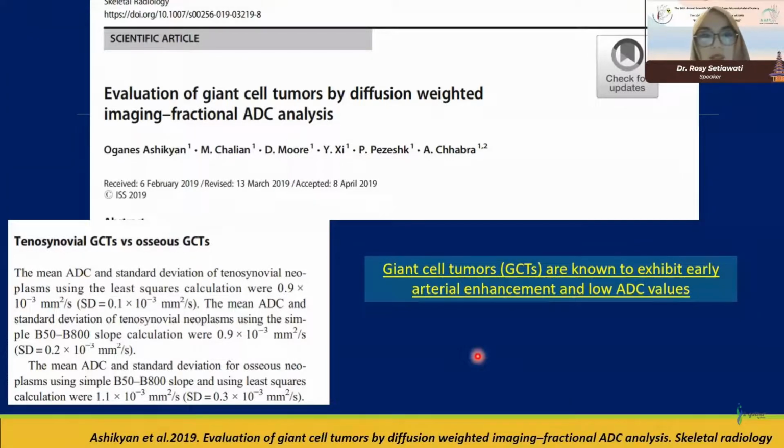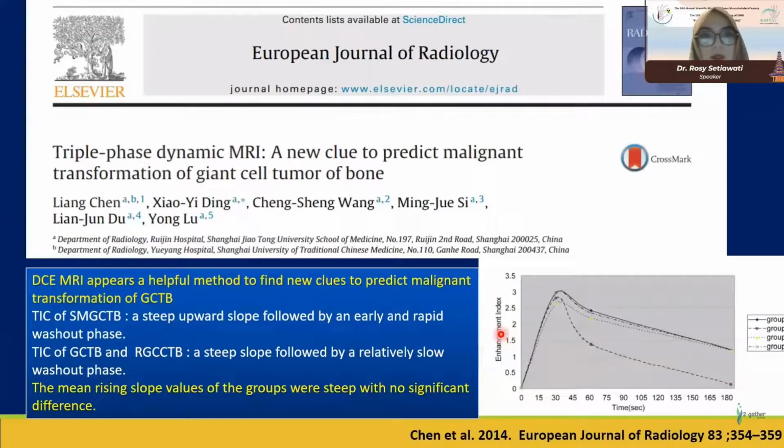There is a study of diffusion showing that giant cell tumor exhibits early arterial enhancement and low ADC value. It could happen because of some intratumoral hypercellular component, or maybe also due to hemosiderin products within the tumor, which can affect and lower the ADC values as well. There is another study of triple-phase dynamic MRI that may be helpful to predict malignant transformation of giant cell tumor of bone.